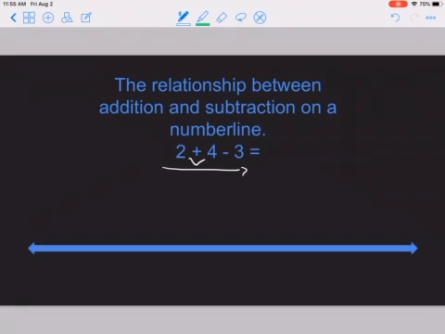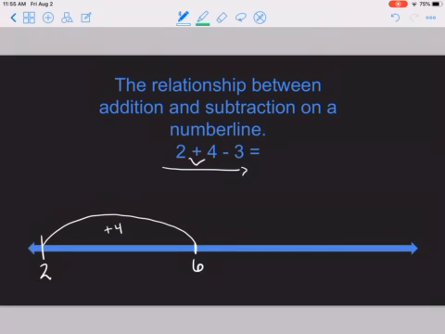First we're going to do 2 plus 4. So I'm going to start at 2, and I'm going to add 4. I'm going to make a jump of 4. So 2 plus 4, put 2 in my head, count on 4 more: 2, 3, 4, 5, 6. I touch the line, so I'm at 6.